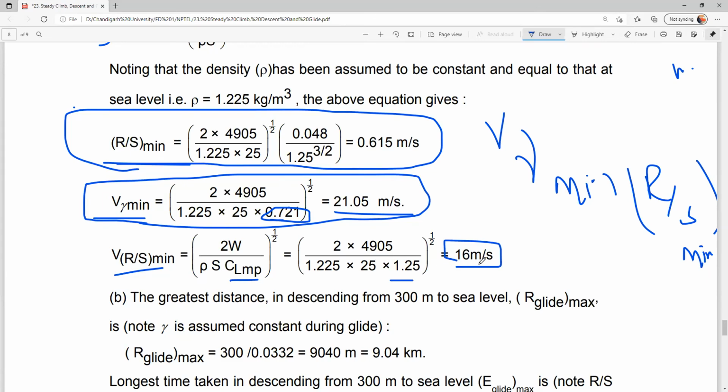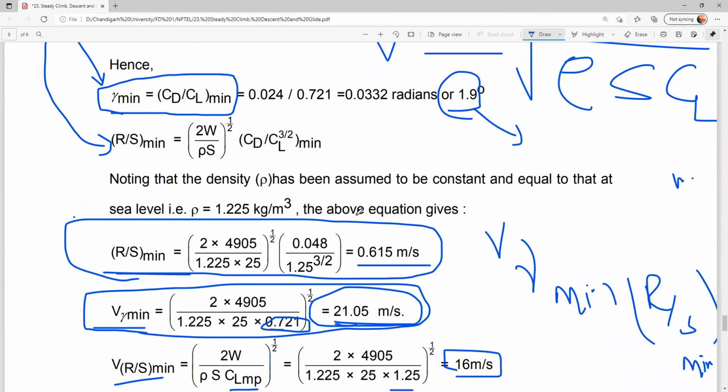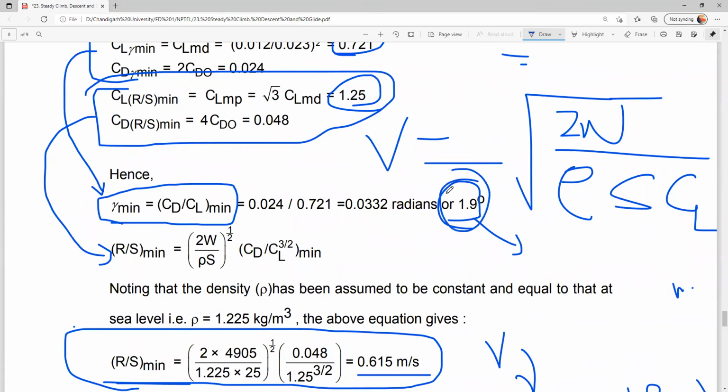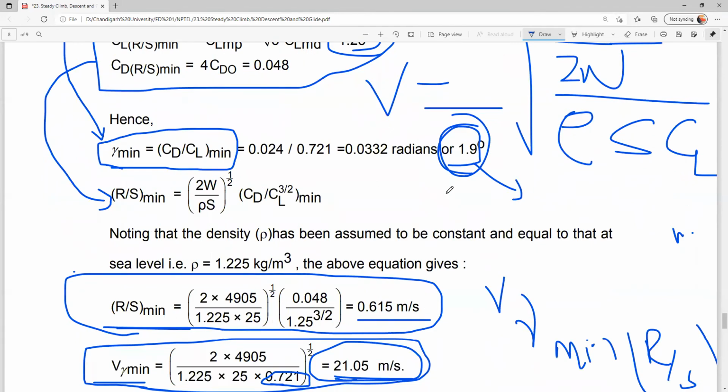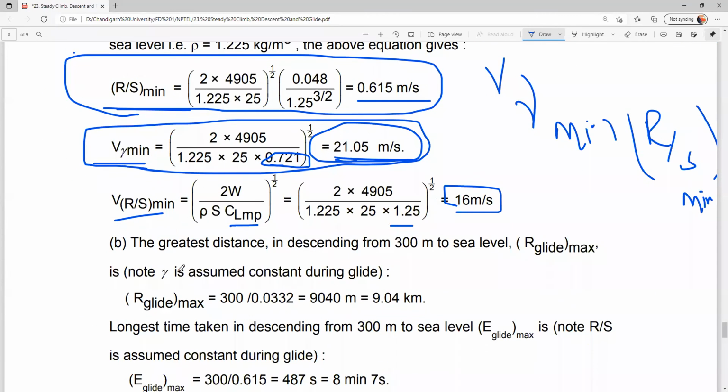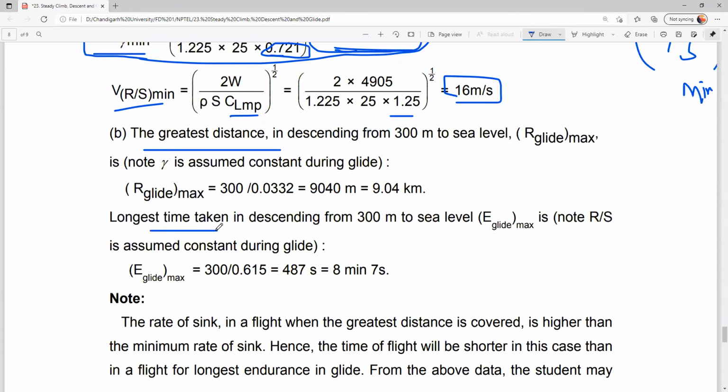So if you fly with that velocity and with the rate of 0.615, you can fly for a longer time, like 3 hours, 4 hours. I'm just giving an example, okay, depending upon the aircraft. So when you are flying at 21.05 meter per second aircraft speed, and you are launching with 1.9 degree, you can attain more range. More range. Okay. Right. Now let's move on to the greatest distance calculation and longest time calculation.